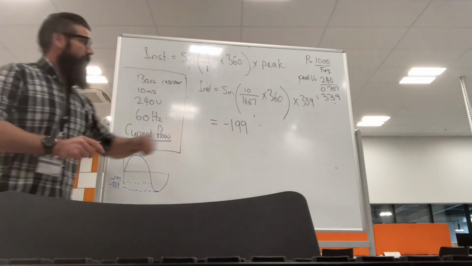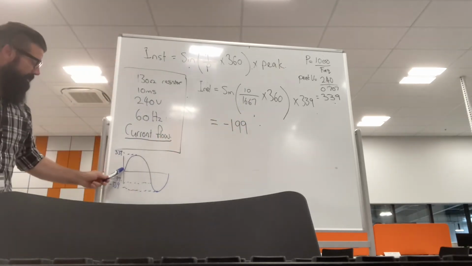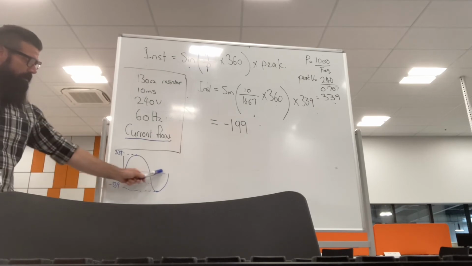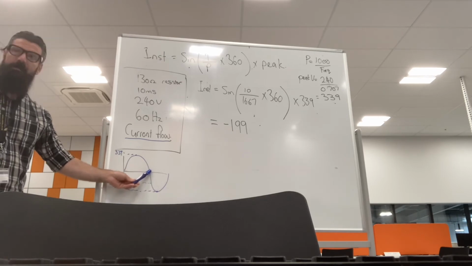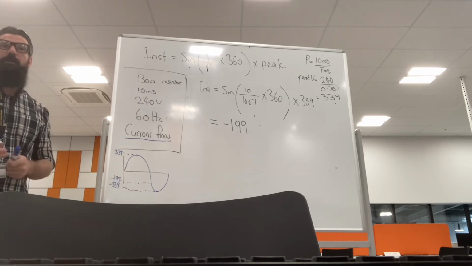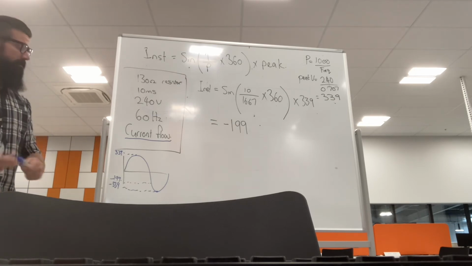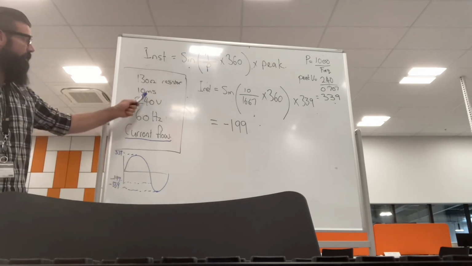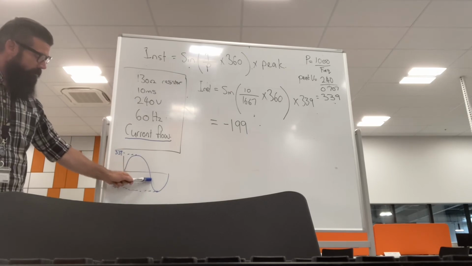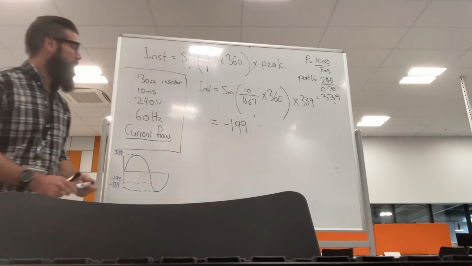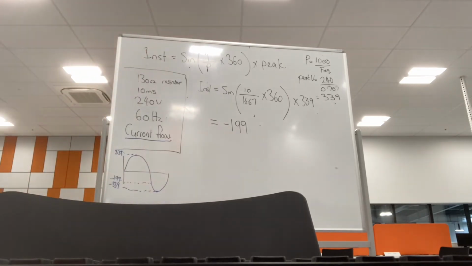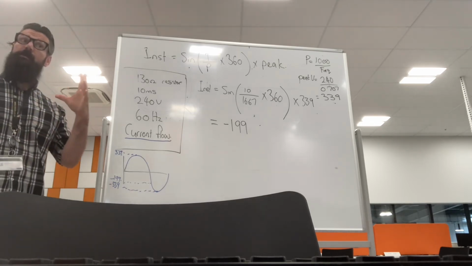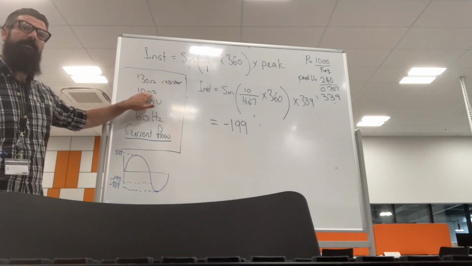Which makes sense, because if our period is 16.67 milliseconds, the time from here to here is 16.67 milliseconds. So our zero point must be about 8.33. Oh, it is 8.33. So our midpoint is 8.33, and we've gone a little bit past there. So we're somewhere down on the negative side. Now we've got negative 199 volts. That is how many volts there are present in the circuit at 10 milliseconds.